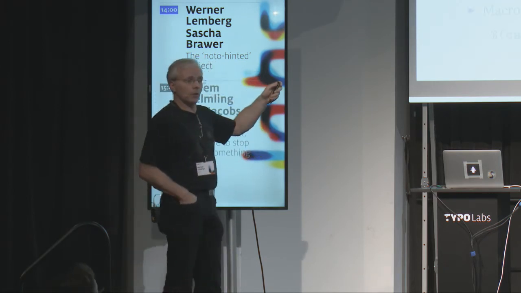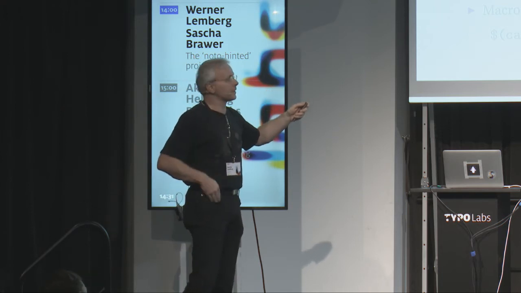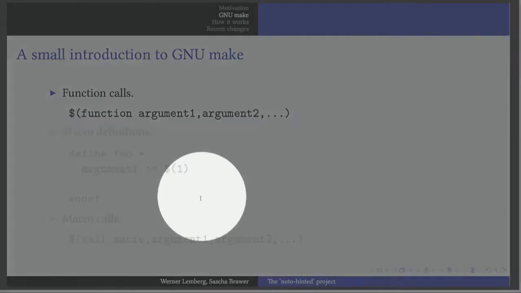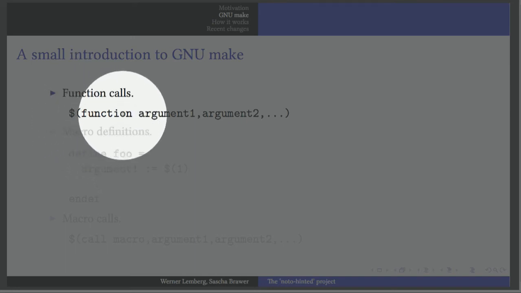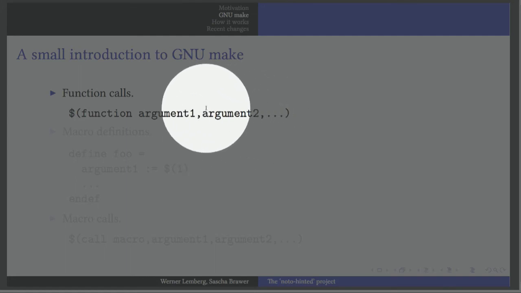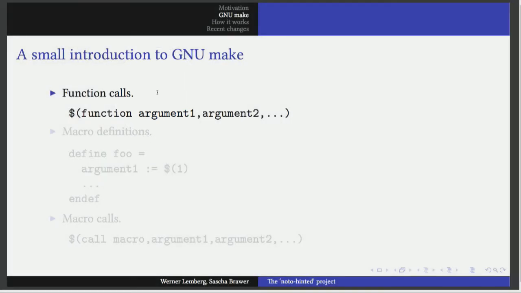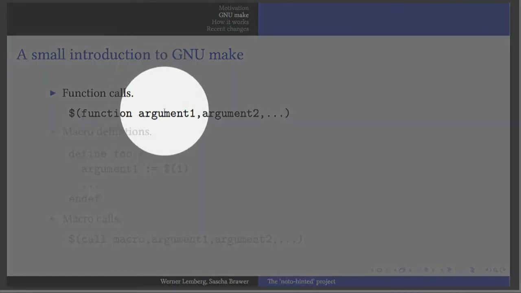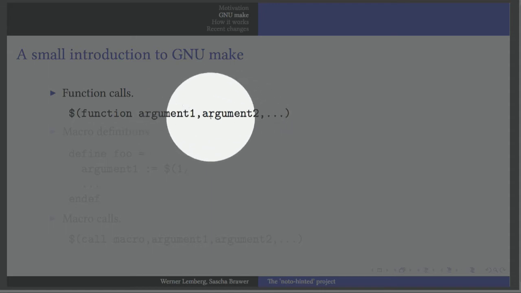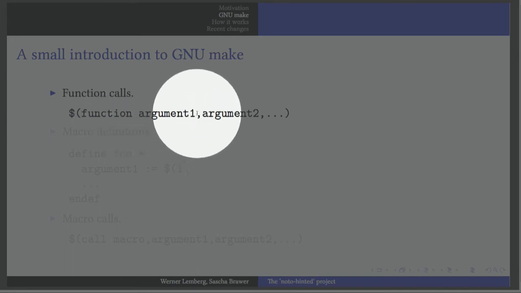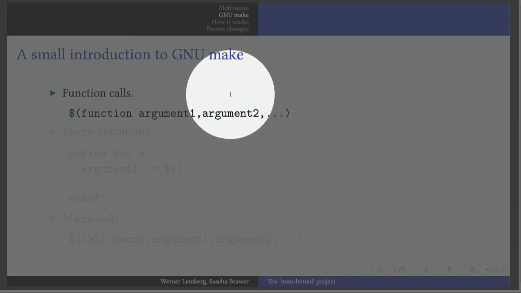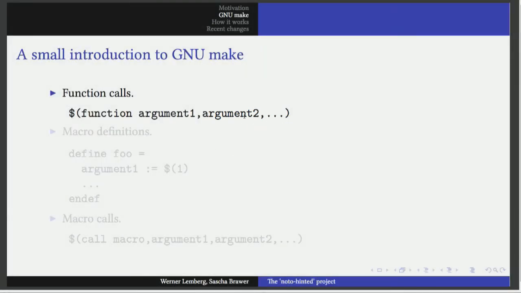Then variables are not sufficient. You have functions, built-in functions, which use this syntax. You start with a $ sign, you have a parenthesis, the name of the function, and then you have the arguments, which are separated by commas. Usually, the arguments are space sensitive. After the first space, spaces after the arguments are retained and not dropped, not skipped.